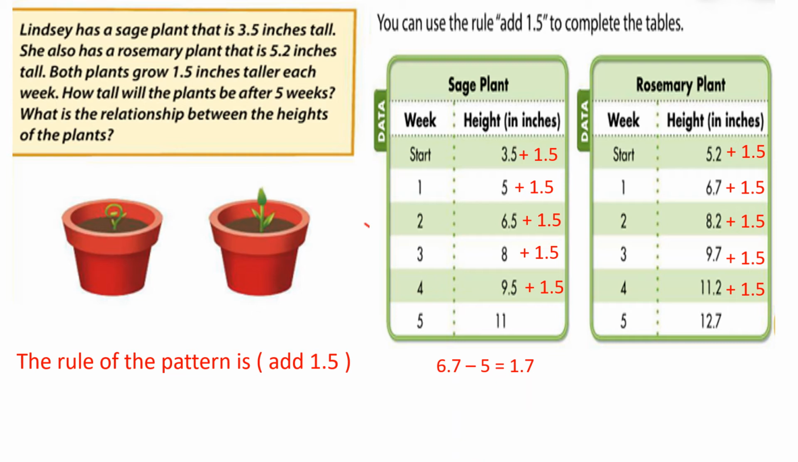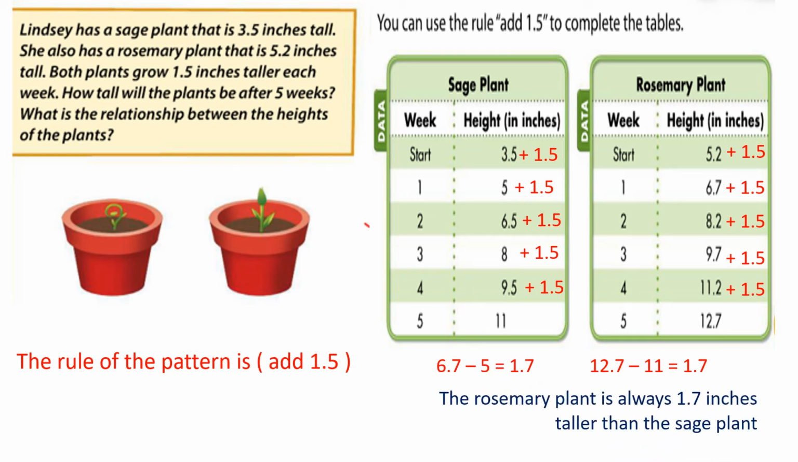I'll get 1.7. Also for the first week, at the end of the first week, the rosemary plant will be 6.7 and the sage plant will be 5 inches tall. Just subtract them and it will be 1.7. Also for the fifth week, the rosemary plant will be 12.7 inches tall and the sage plant will be 11 inches tall. If you subtract them, you will also get 1.7. So I can say the relationship between those plants is that usually the rosemary plant is 1.7 inches taller than the sage plant, and that's the relationship between both plants.